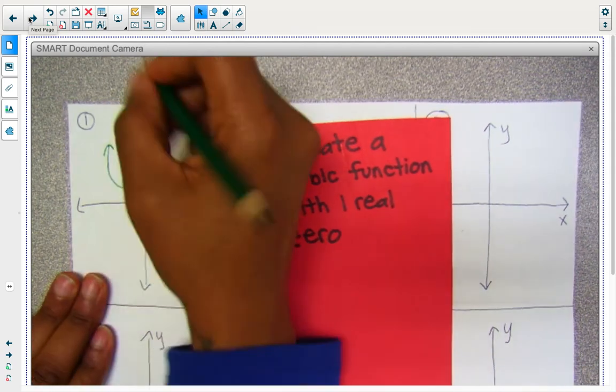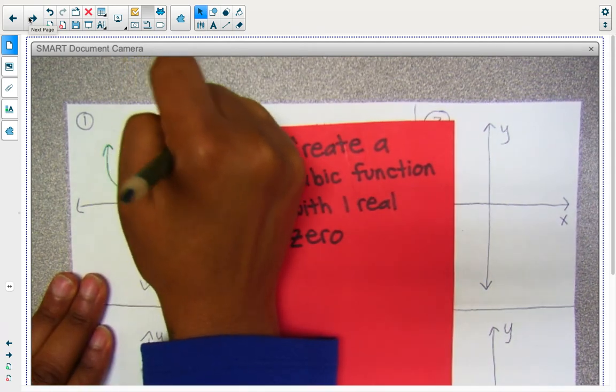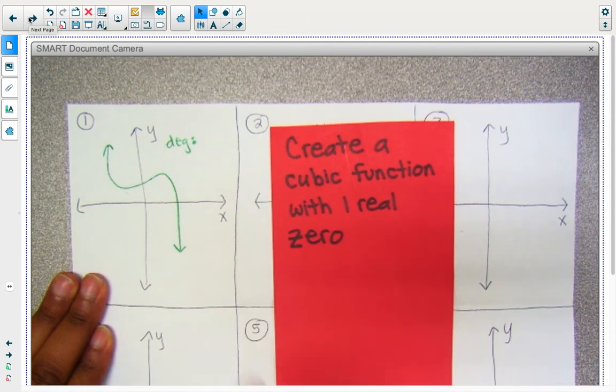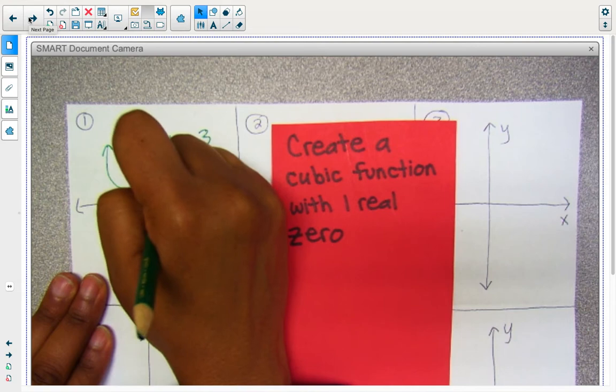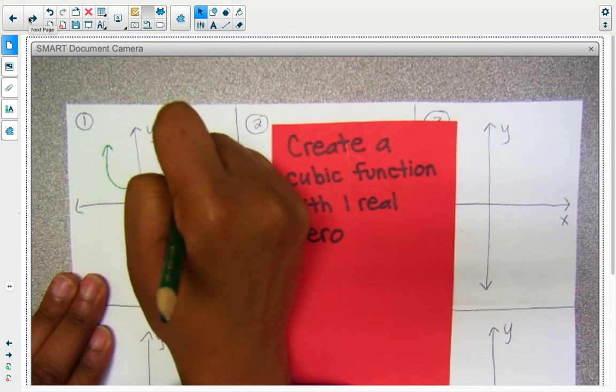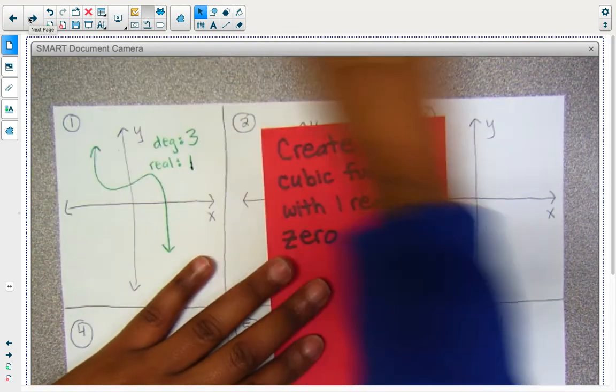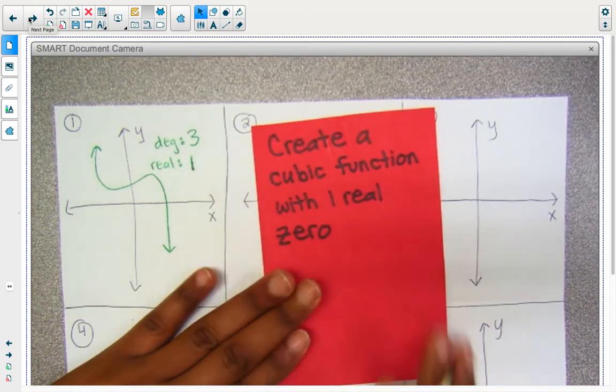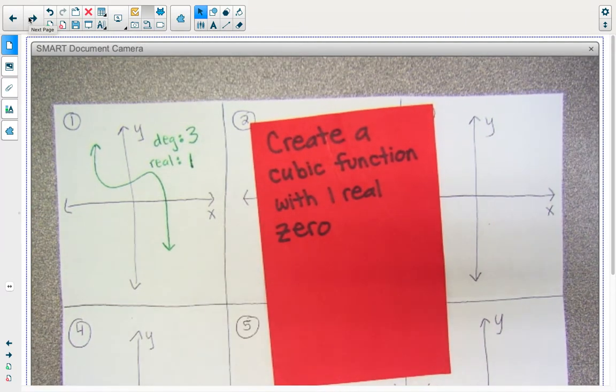So we're going to label this. Our degree for this is cubic, and I had one real zero. And my pencil broke. Okay. Here we go. So my degree is 3, and there's one real zero. I got that right off of the information that I'm given here: a cubic function, one real zero. Okay, let's try another one.